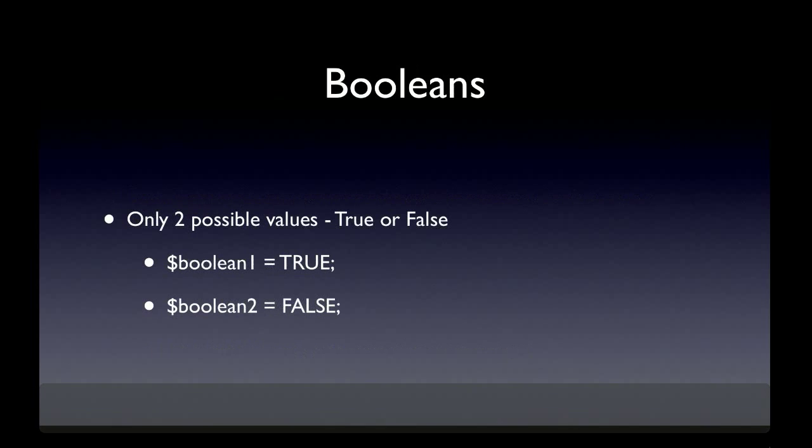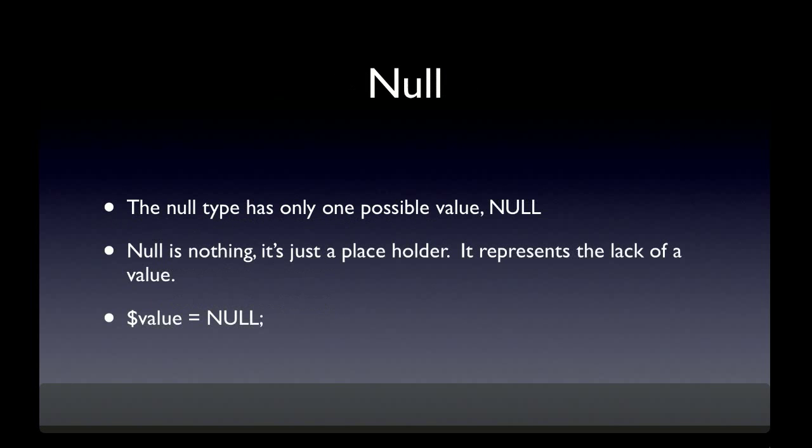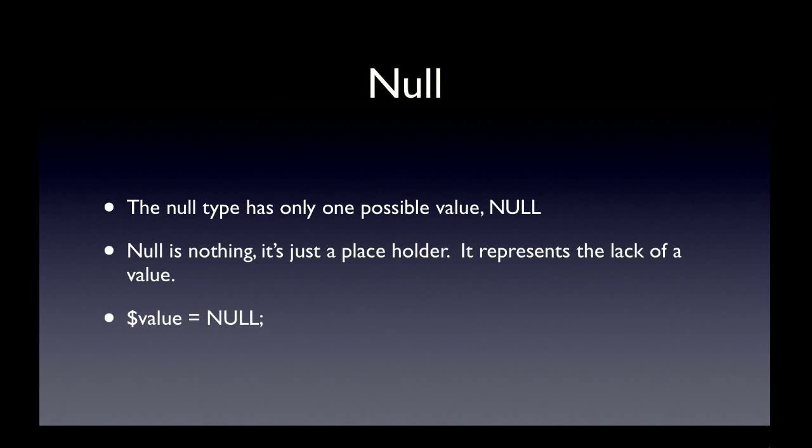So then another type of variable is a Boolean variable, which only has two possible values, true or false, and you can assign them like that. You just use the words true and false to assign variables like that. And then null is another interesting type of variable. It only has one possible value, and that value is null. And null pretty much is nothing, and it represents the lack of a value. So if you have nothing yet to put in a value, you can use null, like shown there.